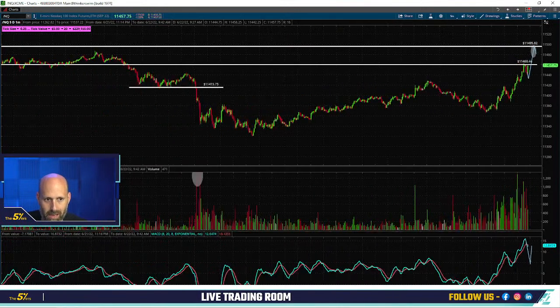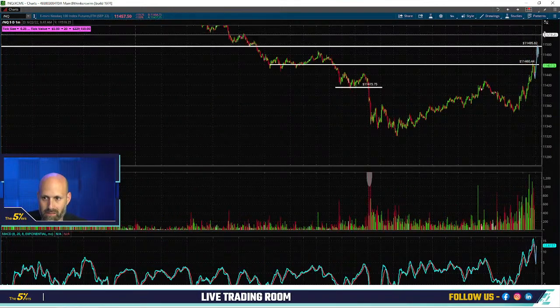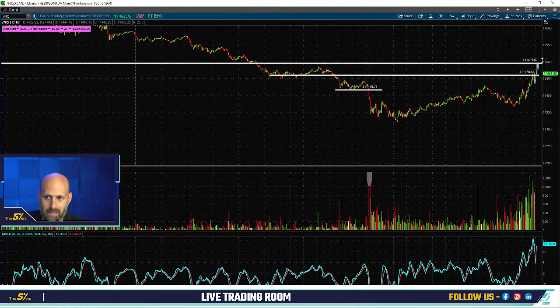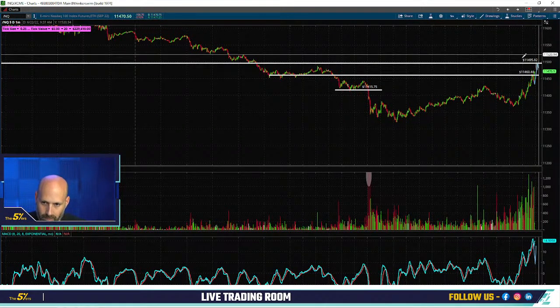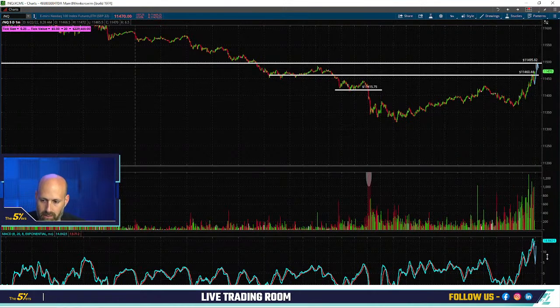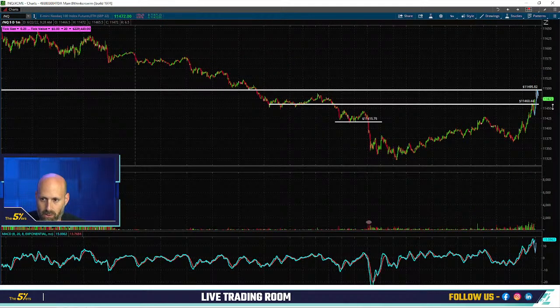Obviously you can go back and find another resistance level and try to see if the price will turn from that area as well, according to what we just mentioned: the high volume coming in, the extended price, the divergence in the MACD, and so on.